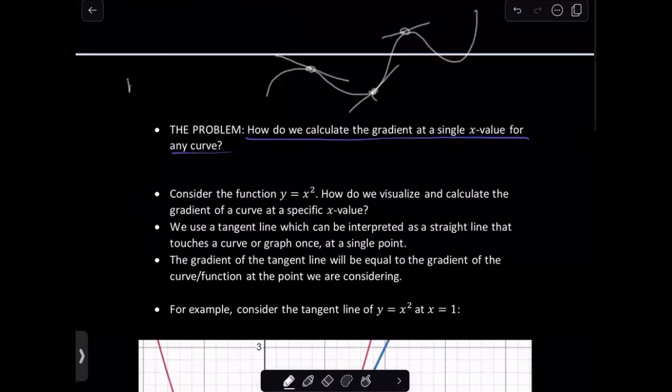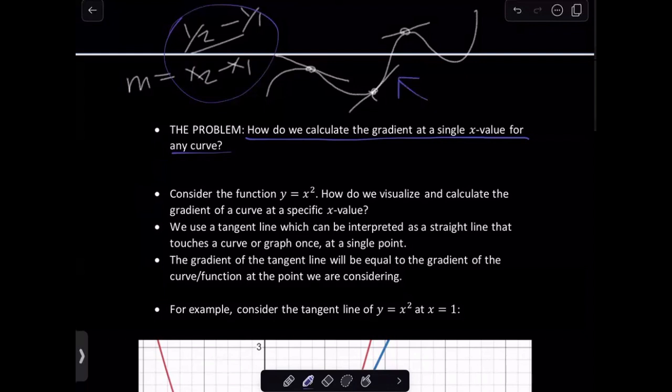If I use m = (y2 - y1) over (x2 - x1), where these values are points on these curves, basically two coordinates on these curves, I'm just going to get the average gradient. And I don't want the average gradient between two points. I want the gradient at a single point, at that specific point and that specific point only. So that's the problem. How do we calculate what that is? Let's try and visualize what this specific gradient at a point would look like.